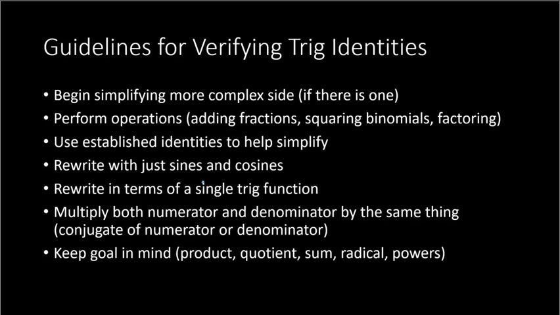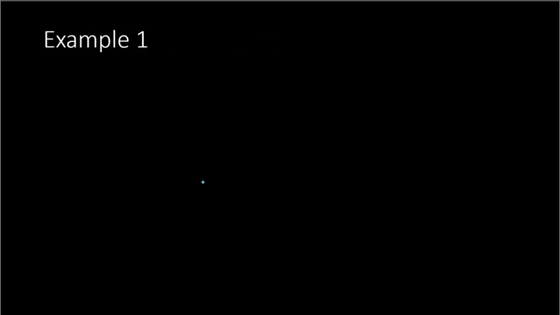So now we're going to look at some examples to kind of get some ideas of how to use these different guidelines. So example 1, here we have secant of x minus tangent of x times sine of x equals 1 over secant of x. What we're trying to do is we're trying to verify this. We're trying to prove this to be true.